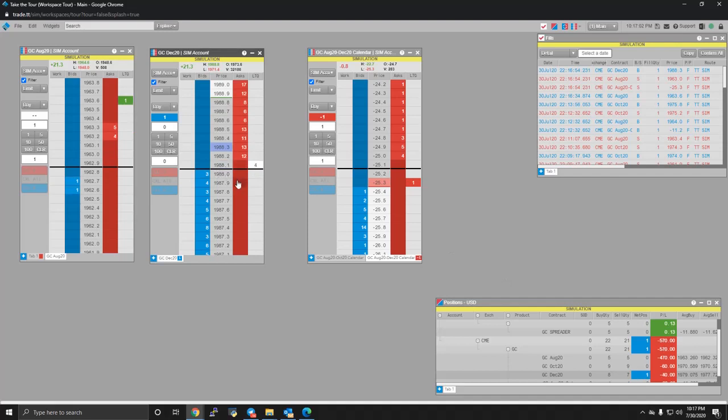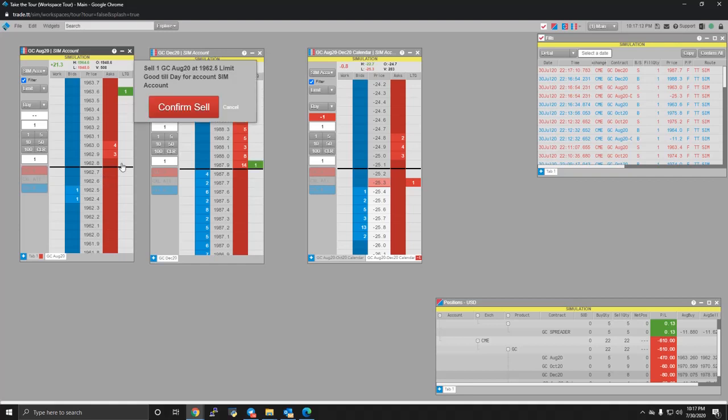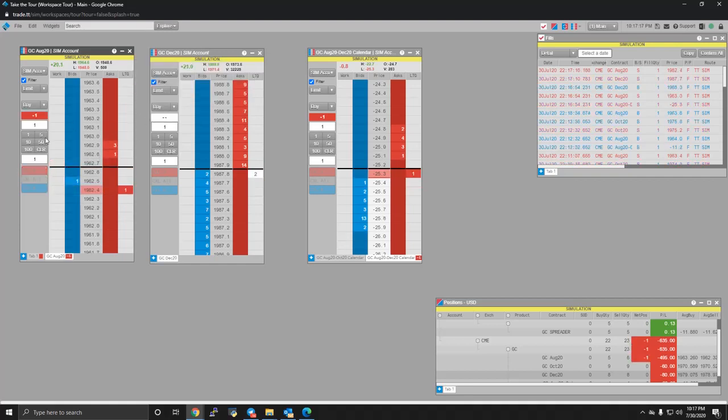So we'll get out of December and demonstrate the other way around here. Let's sell it. Okay, now we're flat the market. So let's go short August. Let's chase it down. We're short August.